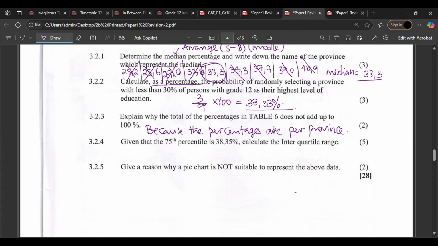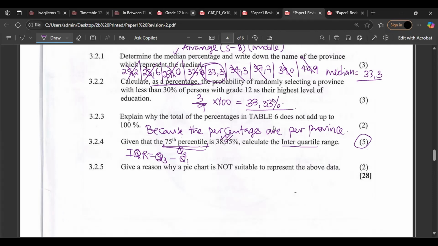Given that the 75th percentile is that much, the moment you hear the 75th percentile, it simply means Q3. It's already given to you. So calculate the interquartile range, 5 marks. You know very well that to look for the interquartile range, you need the upper quartile, which is Q3, minus the lower quartile. Now you already have Q3, but you don't have Q1.